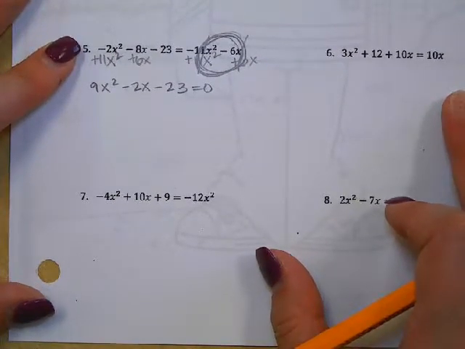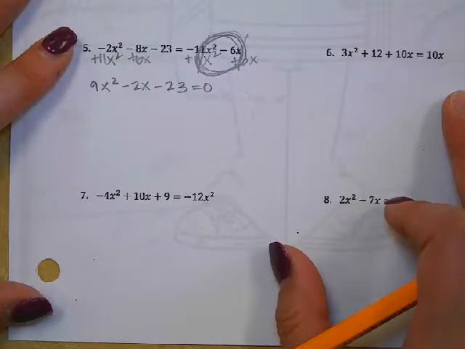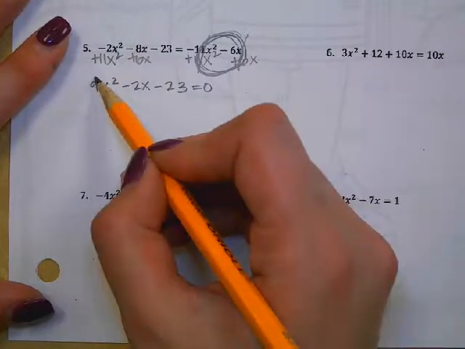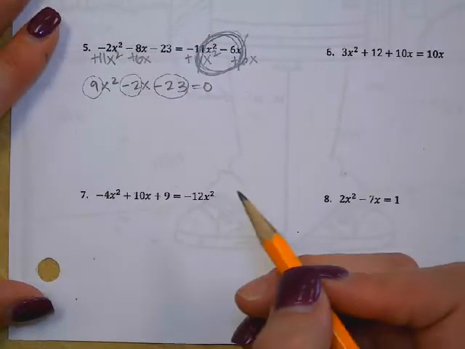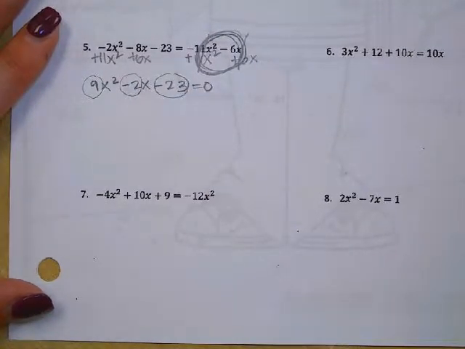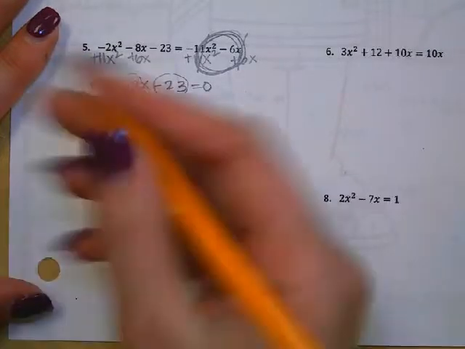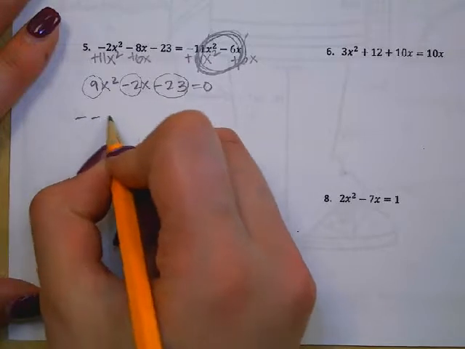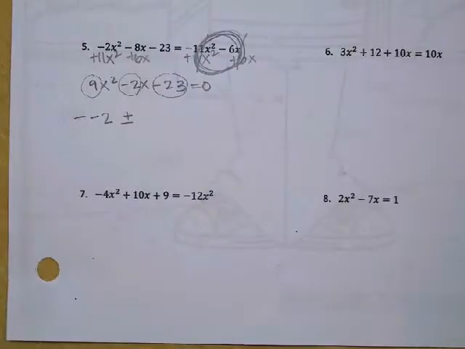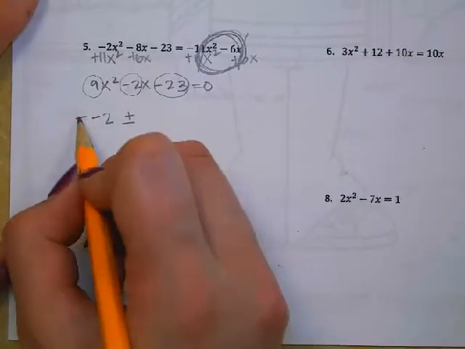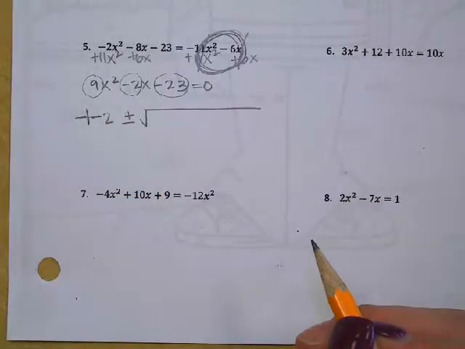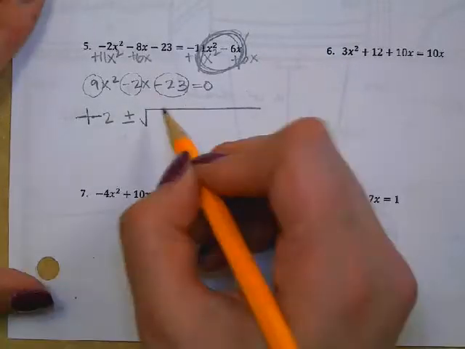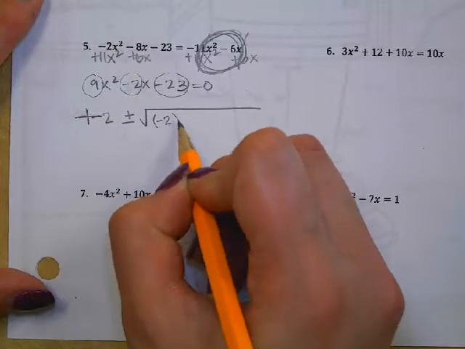All right, so what's my A, my B, and my C? 9 is A. 2 is B. And 23 is C. Okay. So the first thing we have to do is we have to write negative B. So I'm going to say negative of negative 2. And what happens when I do that? It becomes a positive. Okay. And then when we square negative 2, we have to be careful to put it in parentheses. If you do not, you will get the wrong answer.